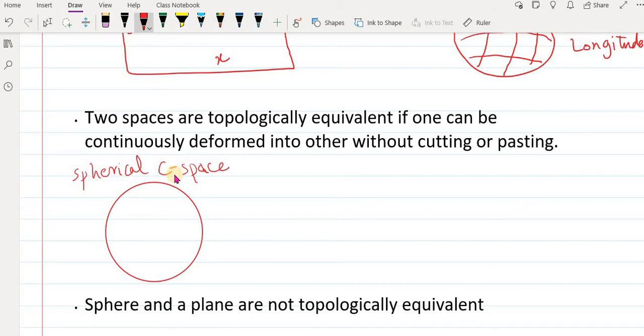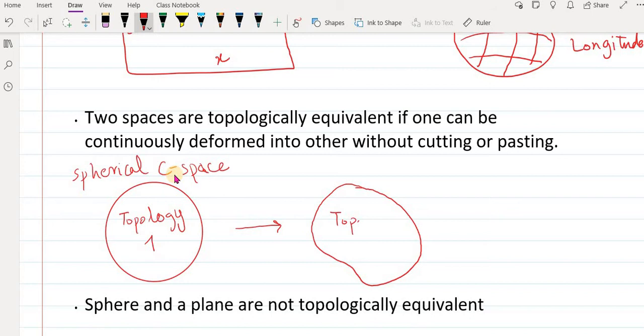So what we can do, we can distort it a little bit, compress it, and then it will look something like this. If you press this circle from the left side, maybe it gets squeezed and looks like this. But still, these two topologies, topology one and topology two, this is also C space.